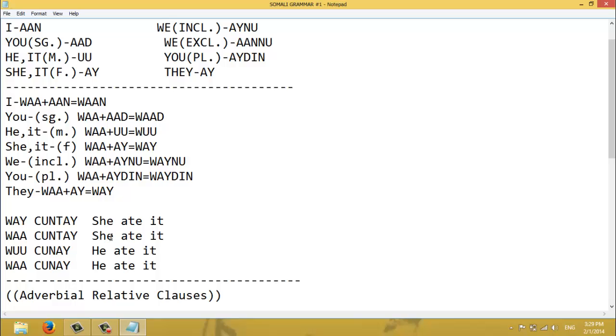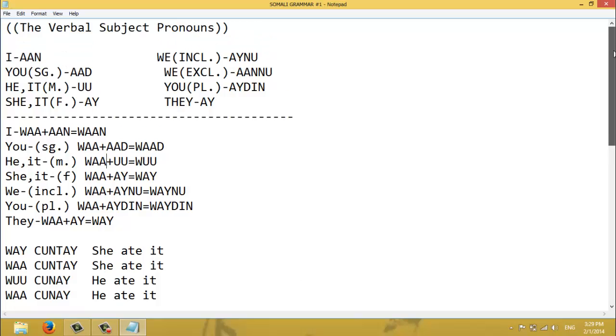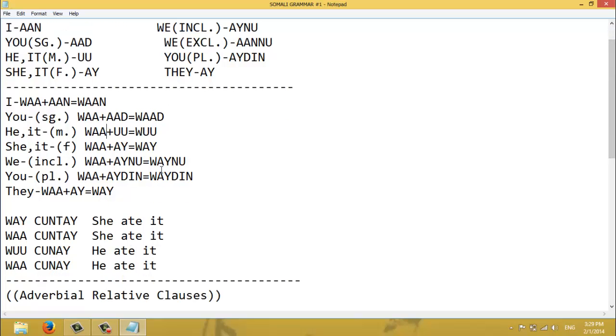Then let's look at this one. She ate it. This is another one. Wa unte. Now, these are the same. Well, what are the differences between these two? Well, first of all, when you're using these verbal subject pronouns, wa can stand alone. If you use wa, you don't have to worry about connecting it with a. You don't have to worry about that.